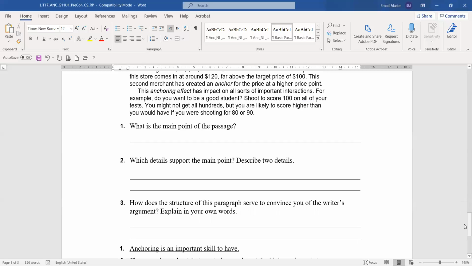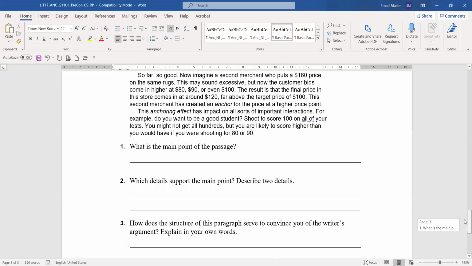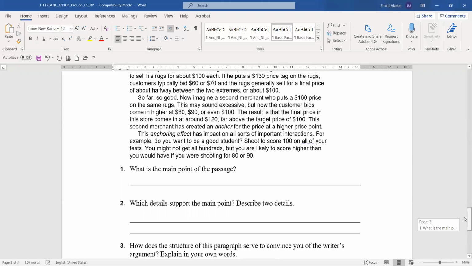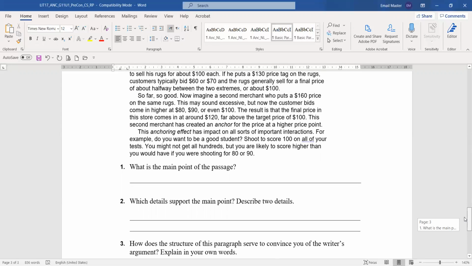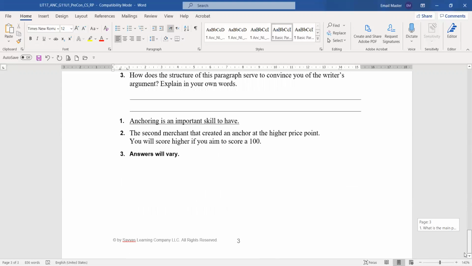Which details support the main point? Describe 2 details. So if we try to put 2 details: the second merchant created an anchor at a higher price point, and the second example, you will score higher if you aim to score a 100. So these things are from the text to support your main point. Again, if this writer convinces you, for question 3, you can write your own opinion. How did he convince you, persuade you of his idea? You can explain in your own words. Did he show examples? Did he give you proof? So you can put all these details for question 3.